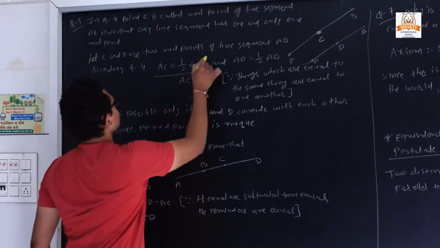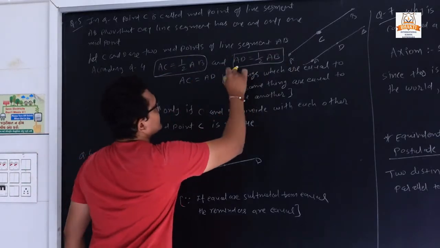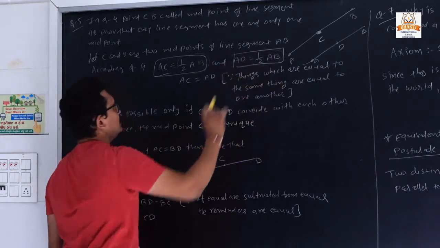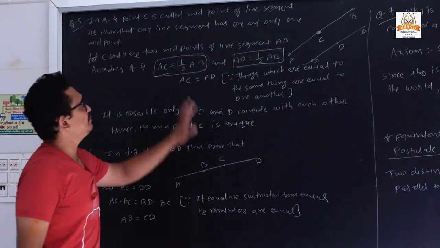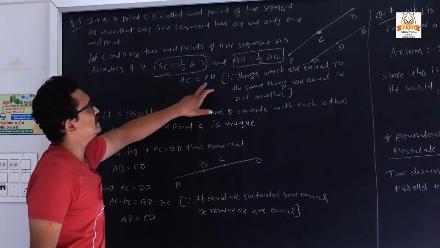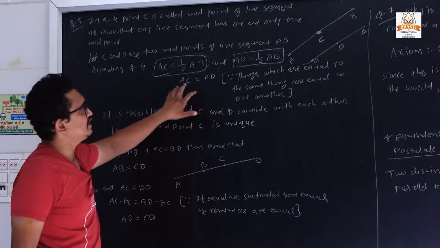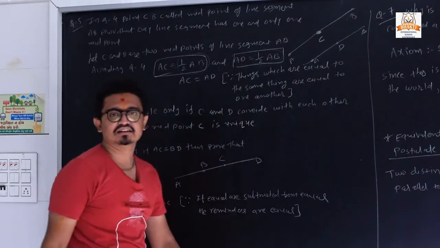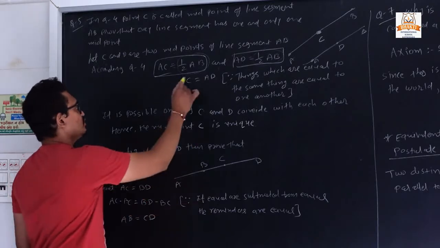Now compare these two. The right hand side of both will be the same, so the left hand side will automatically be the same. Clear? Things which are equal to the same thing are equal to one another. So these both are one.